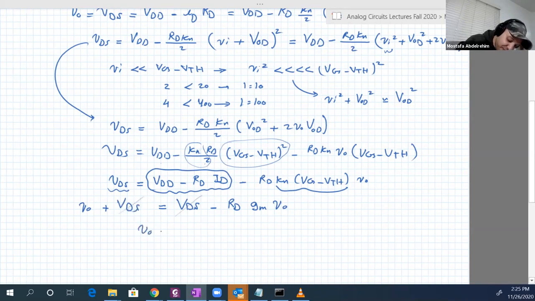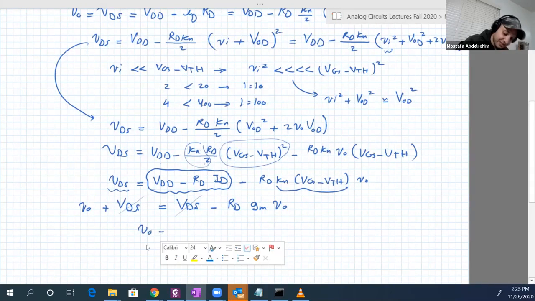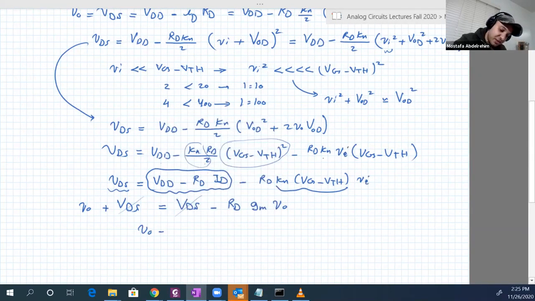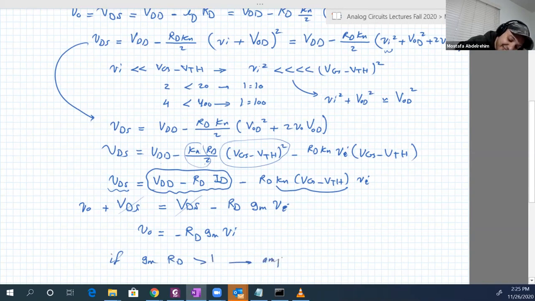So vo equal to, I'm sorry, this is v input. I am very sorry, v input. I just confused this. Okay, vo is equal to, so DC is equal to DC, so the AC will be equal to the AC: gm RD vi. Now, if gm RD is larger than 1, we will have amplification.